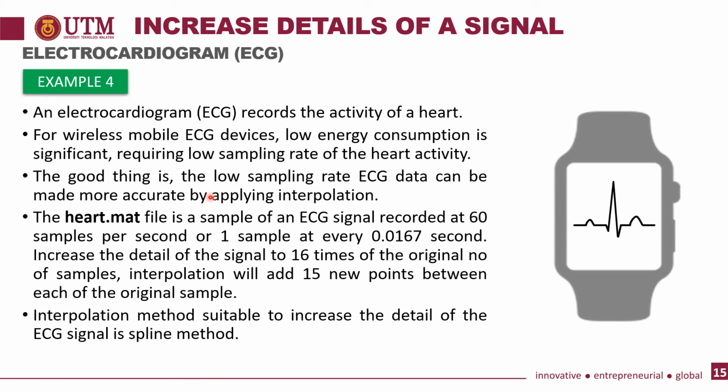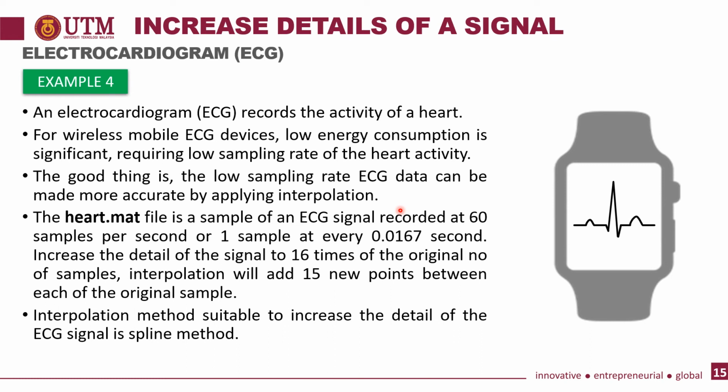In this example, the heart.mat file is a sample of an ECG signal recorded at 60 samples per second, or 1 sample every 0.0167 seconds. This is still considered low sampling data. The sampling data that has been recorded is very small, so you need to record more, because maybe a heart attack can strike you in just a few seconds.